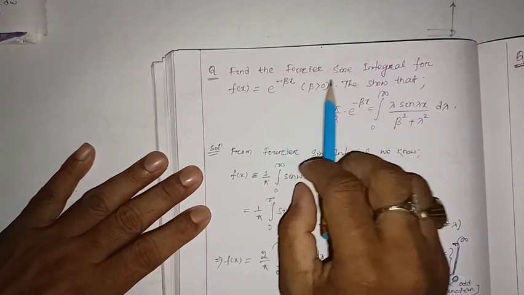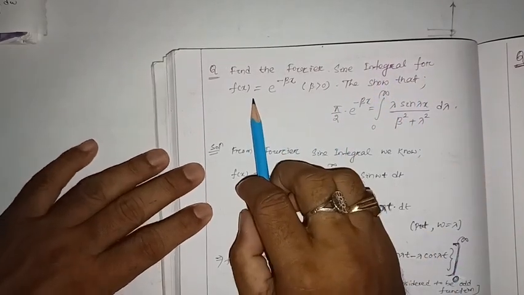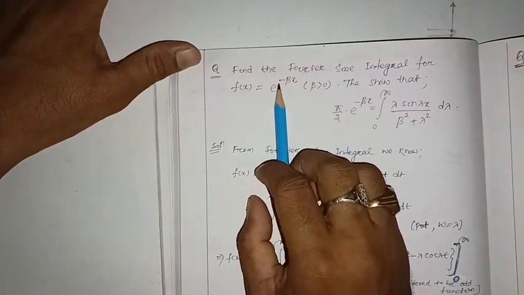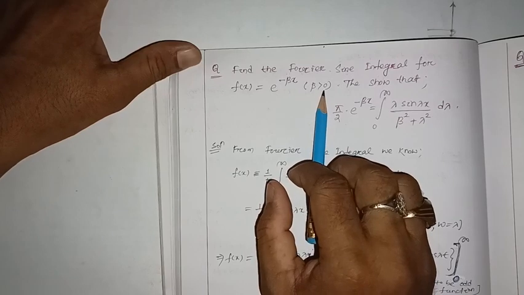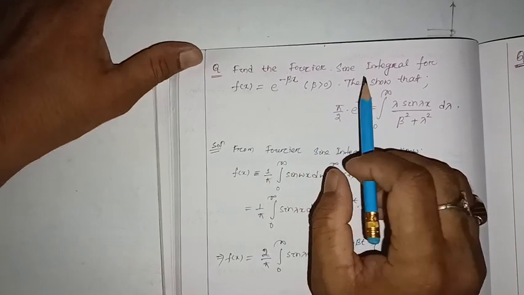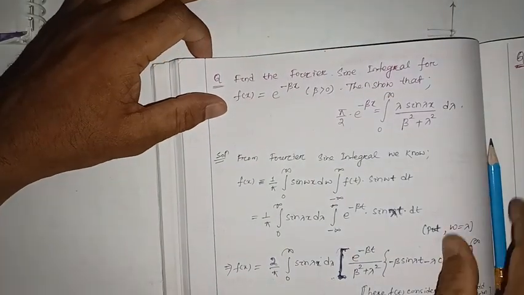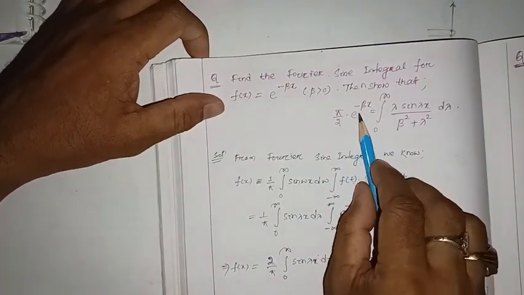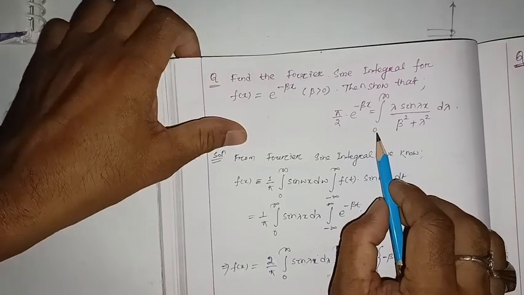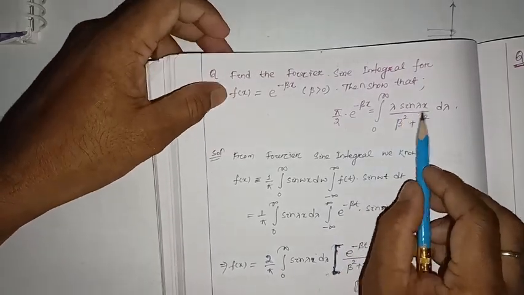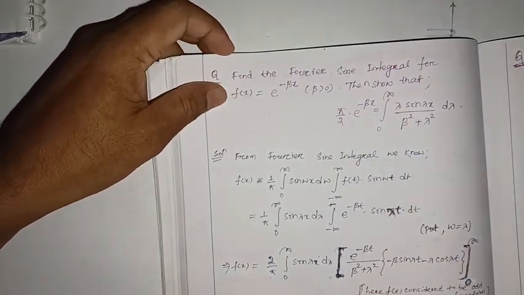Find the Fourier sine integral for f of x equals e to the power minus beta x when beta is greater than 0. Then show that pi by 2 into e to the power minus beta x equals integral 0 to infinity of lambda sine lambda x by beta square plus lambda square into d lambda.